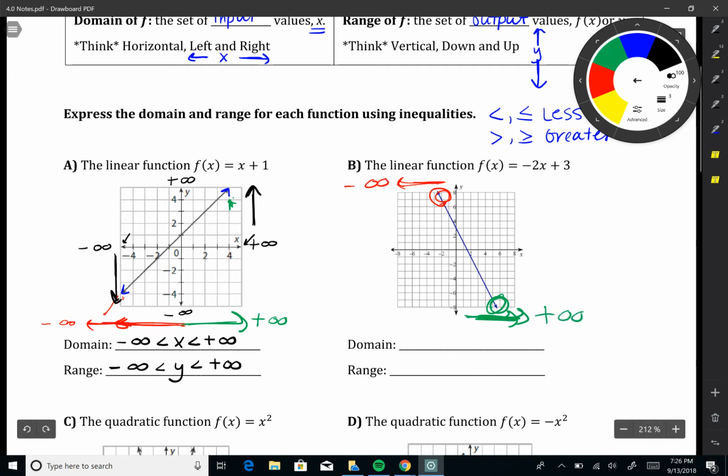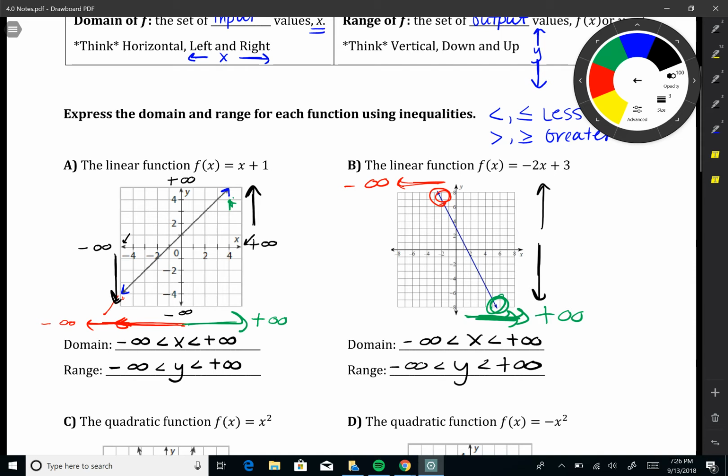So for my domain, again, it is just like the last one. Negative infinity is less than x, which is less than positive infinity. In my range, you can see we are going to go down forever and up forever. So it is also going to be negative infinity is less than y, which is less than positive infinity. And I do want to give you a little hint. Any linear function that has a slope other than 0 is going to have these same domain and ranges.